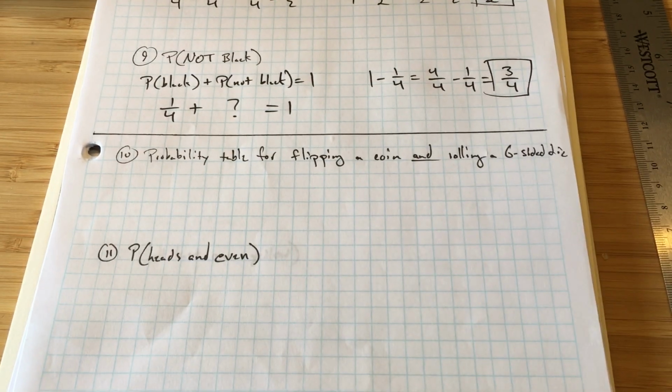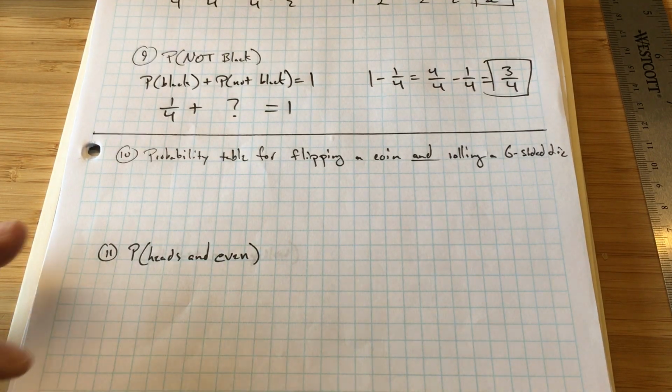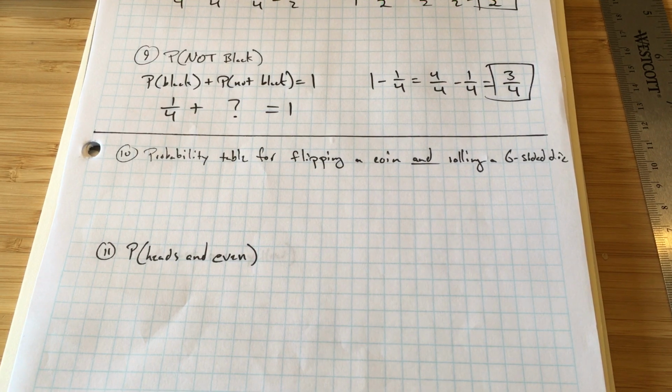All right, standard 4 for quarter 3. This one's gonna take a minute because we gotta do a table and a tree. Let's look at it here. So, a probability table for flipping a coin and rolling a 6-sided die.